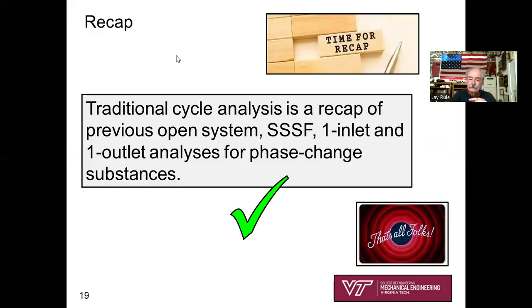Do you see that the traditional cycle analysis for our refrigeration cycles is really a recap of previous open system work? Steady state, steady flow, one inlet, one outlet for four basic components that are using a phase change substance: a compressor, a condenser, a heat exchanger, an expansion valve, constant enthalpy in the absence of kinetic energy change, and an evaporator, a heat exchanger. So the four basic components, and the more experience you get with it, the easier and easier this gets.